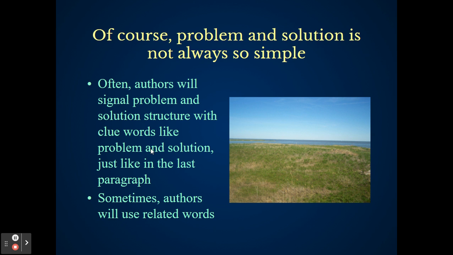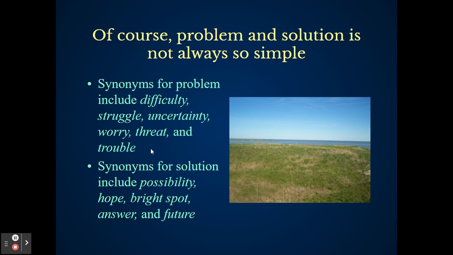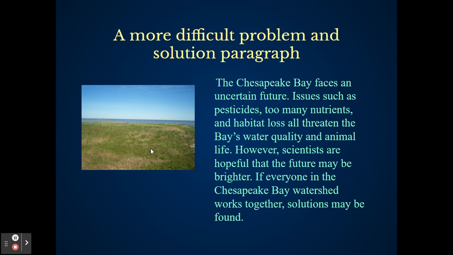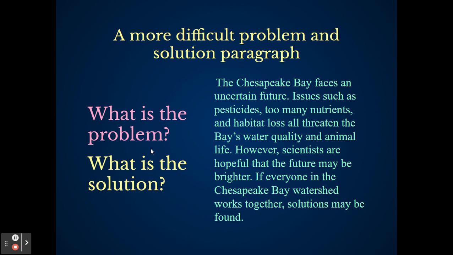So again, it's not always going to be so simple as the paragraph we just showed. Sometimes they're going to use related words. So here's some synonyms for problem. You might say difficulty, struggle, uncertainty, worry, threat, trouble. Remember, synonyms are words that mean the same. So some for solution, how they're solving the problem, might be possibility, hope, bright spot, answer, future. So here's another. Go ahead, pause and read, and go ahead and identify the problem and solution.